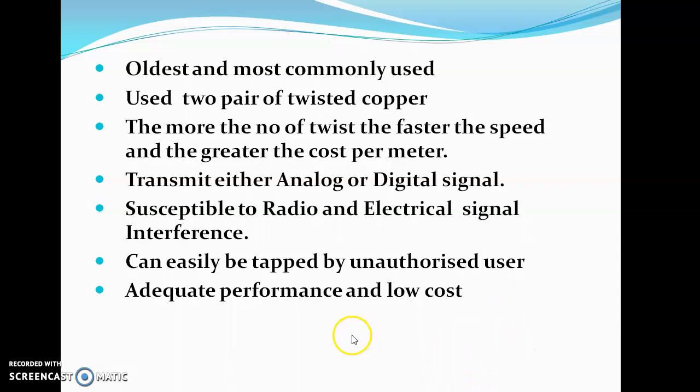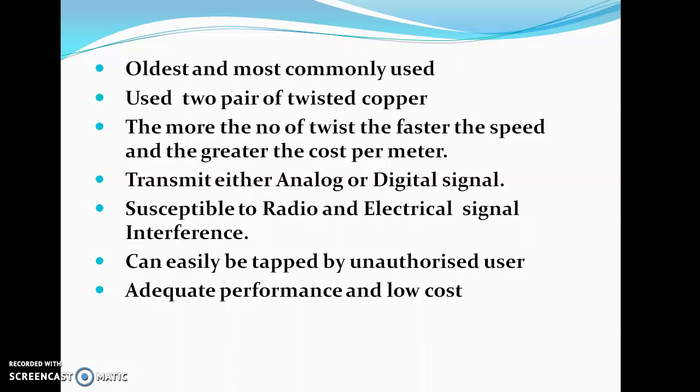Now the main problem with twisted pair cable is that it is very prone to electrical interference. On earth, when you transmit, the earth tends to generate electromagnetic signals. So the signal transmitted by the wire from source to destination tends to get mixed up with all the external signals, for example electromagnetic signals, and it can easily be tapped by an unauthorized user. They are not very safe.